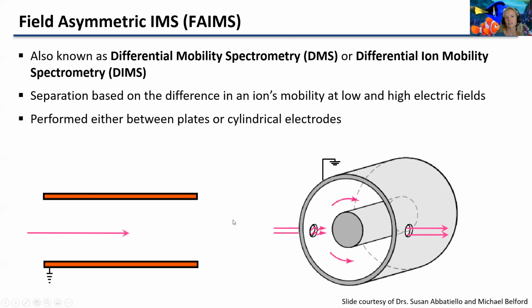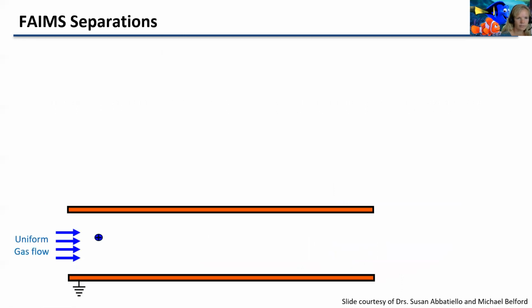I'm going to illustrate this with our planar FAIMS or plated FAIMS, just because it's a little bit easier to see. So here in our planar FAIMS, we have a uniform gas flow. So this is the first time we've talked about an ion mobility system with a gas flow.